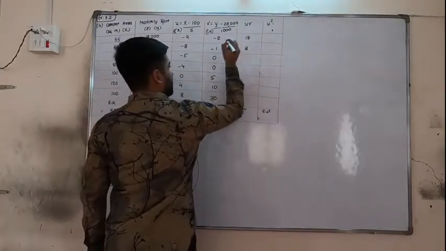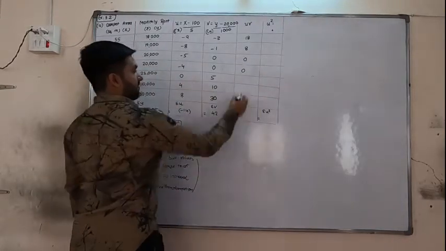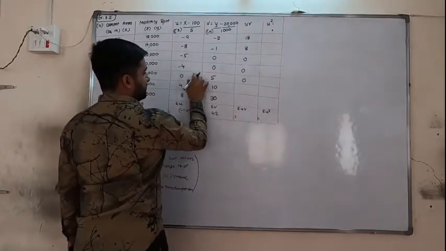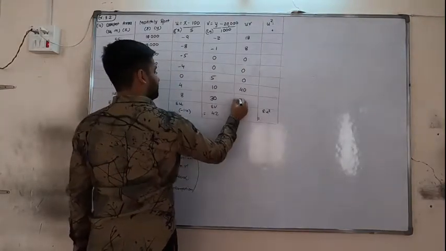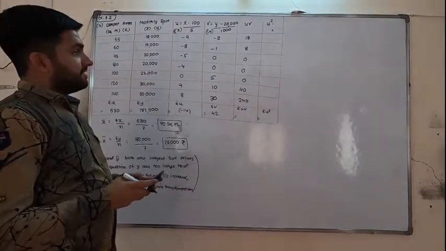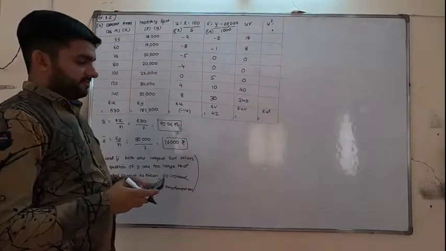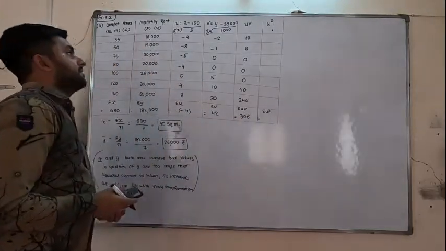Minus minus plus, 8 1s are 8. 5 zeros are 0, 4 zeros are 0, 5 zeros are 0, 3 zeros are 0. 4 10s are 40. 8 3s are 24, means 240. So 18, 8, 40, 240, 306. U square.